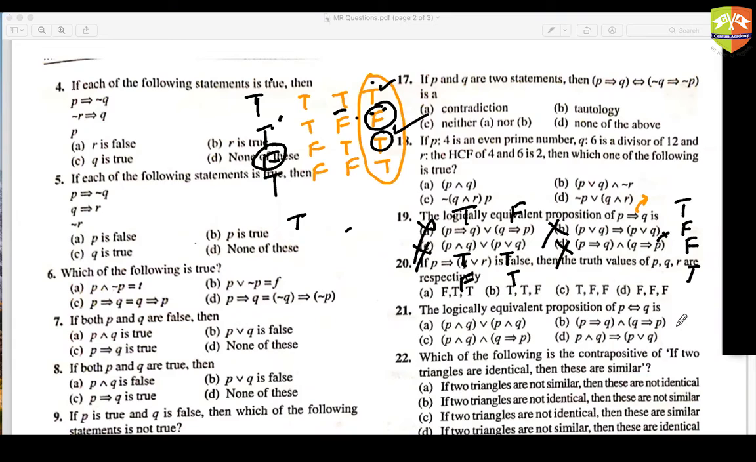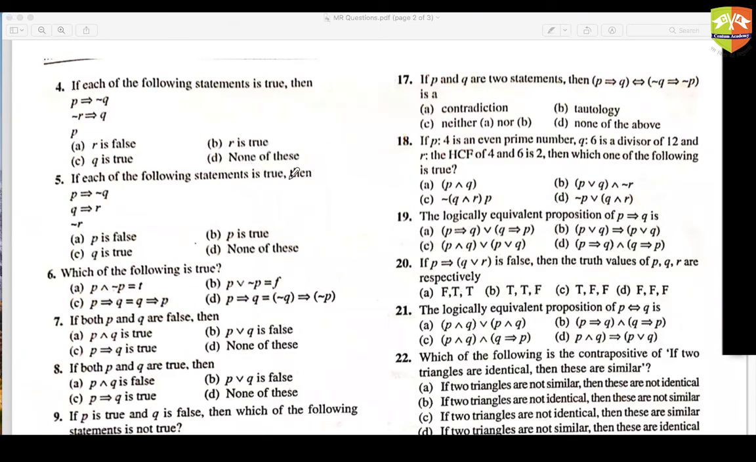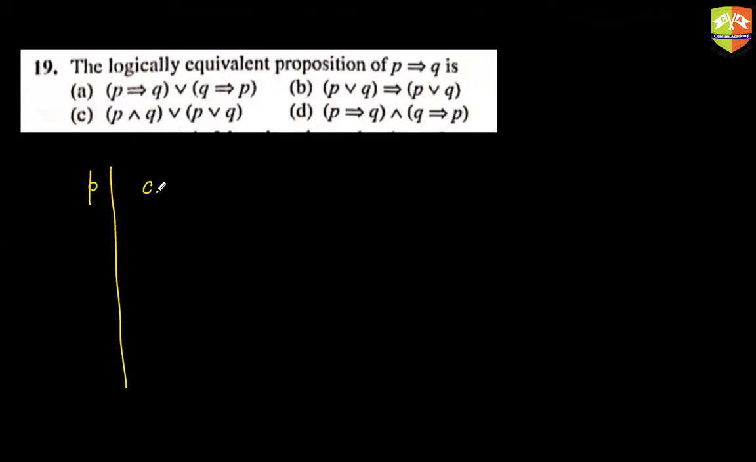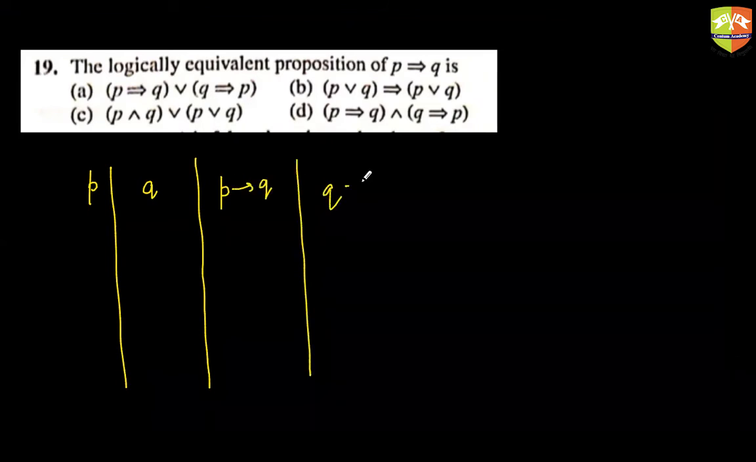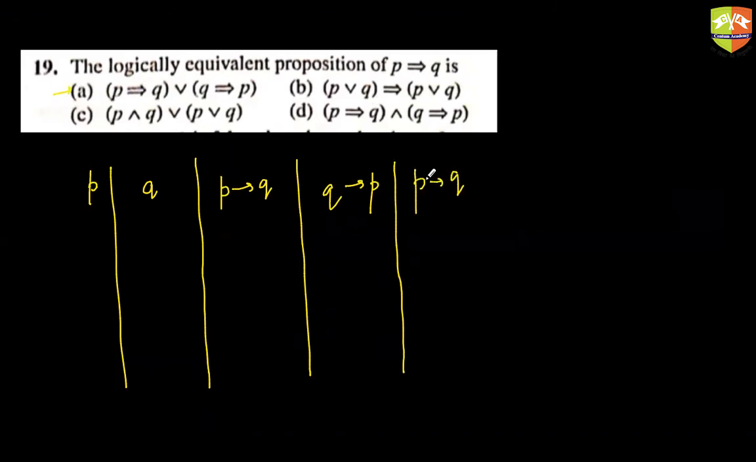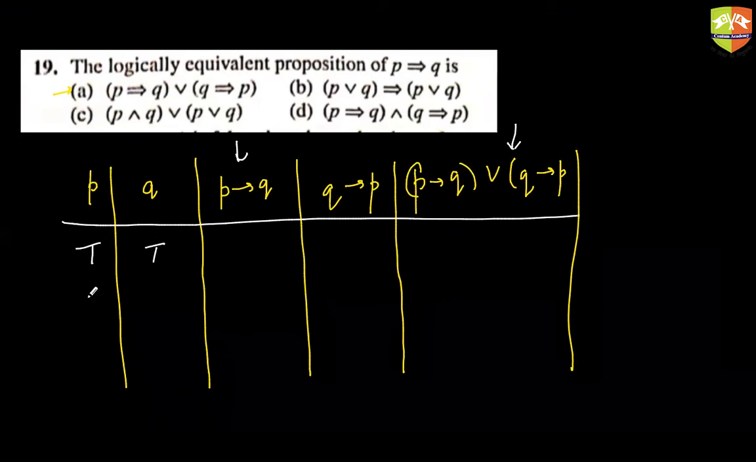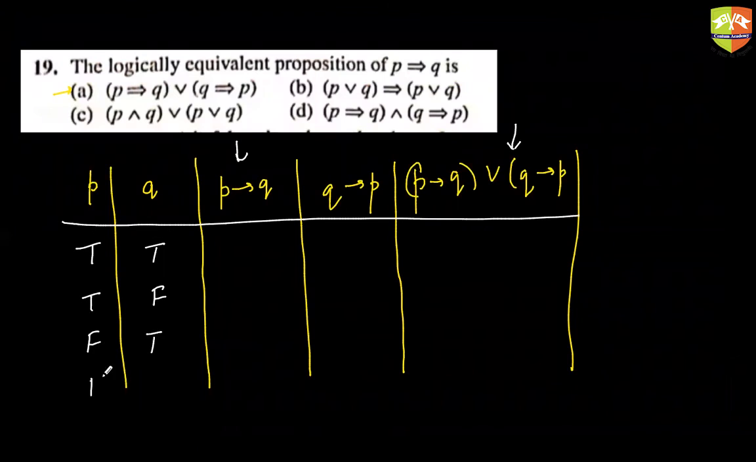Can you just check the A1 again? I feel that might be the answer. Okay, I'll check again. I'll take this question separately. So let's have P, Q, P implies Q, Q implies P. And then you're saying to check A: P implies Q or Q implies P. If the truth table of this matches with this, that means statement A is correct. Let's check.